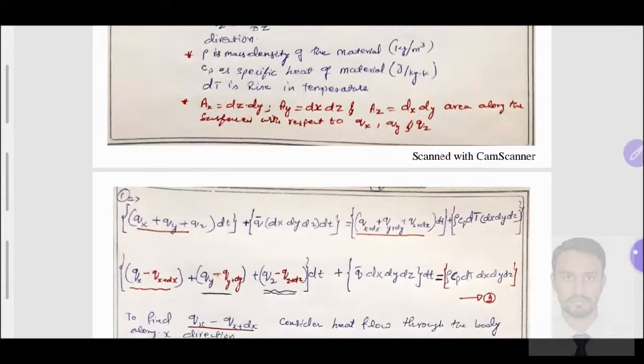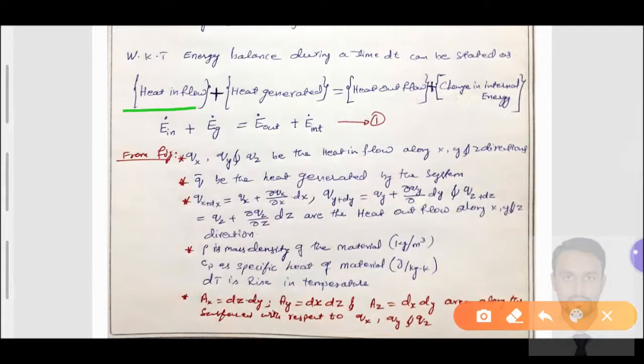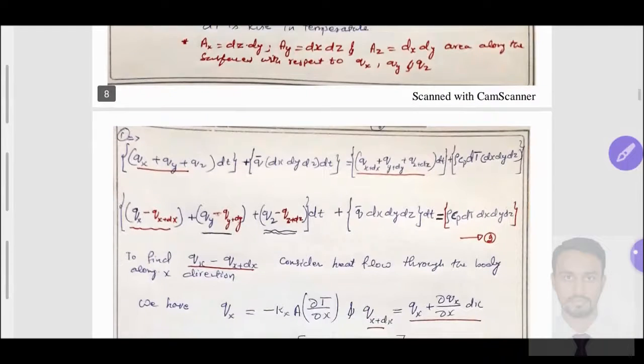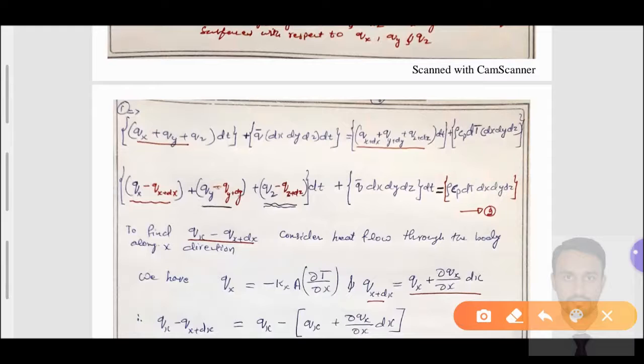Now for the equilibrium equation, you can check heat inflow, heat generated, heat outflow plus change in internal energy. The heat inflow, q of x plus q of y plus q of z, into dt, plus q dash, the heat generated in the whole volume dx dy dz, into dt, is equal to q of x plus dx plus q of y plus dy plus q of z plus dz, the heat outflow in the volume into dt, plus the change in internal energy within the volume, density rho into cp dT into dx dy dz.